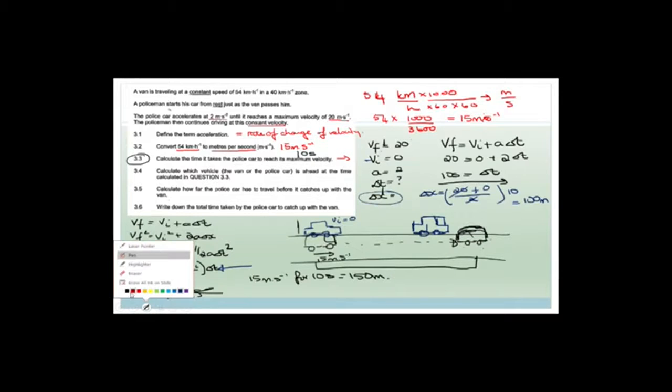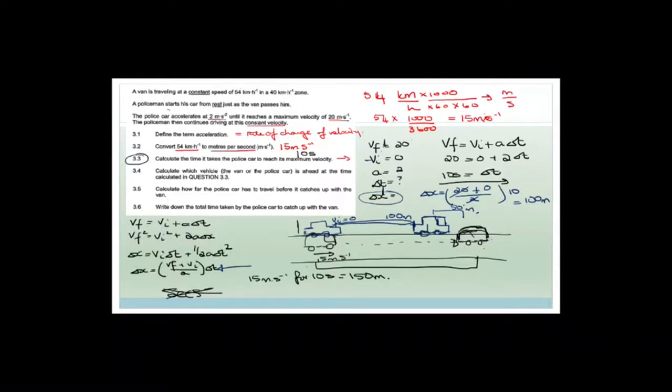So now, during those 10 seconds, the police car has traveled 100 meters and the van has traveled 150. So the difference between these two is 50 meters. I know they look like they're overlapping, but just work with me.